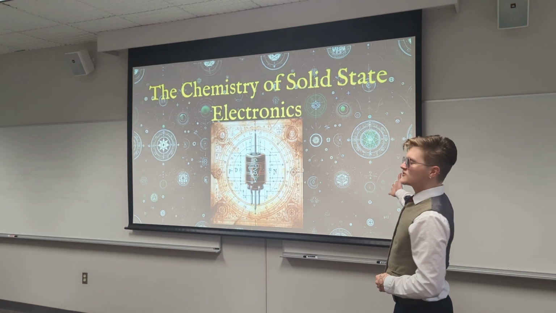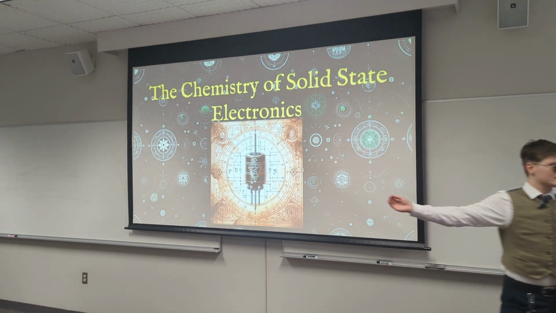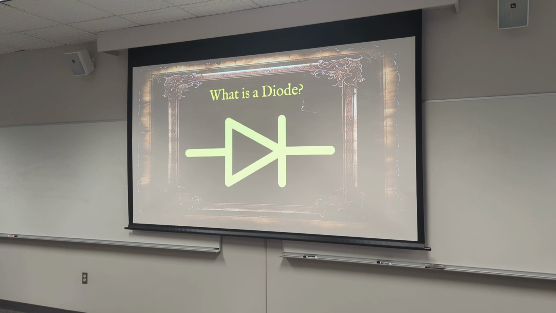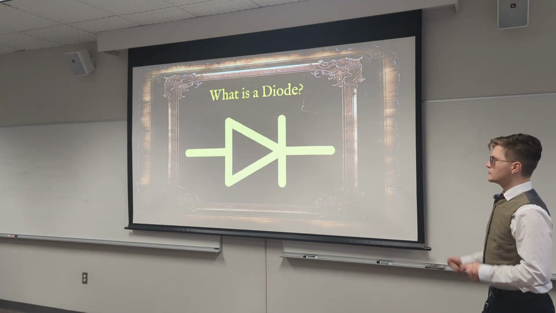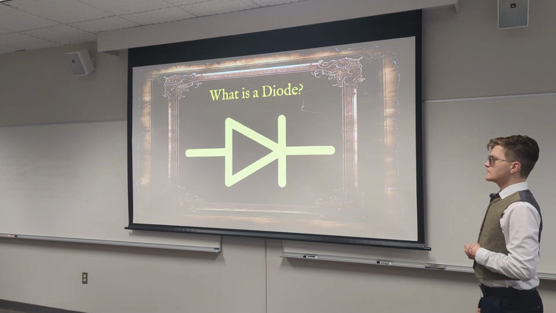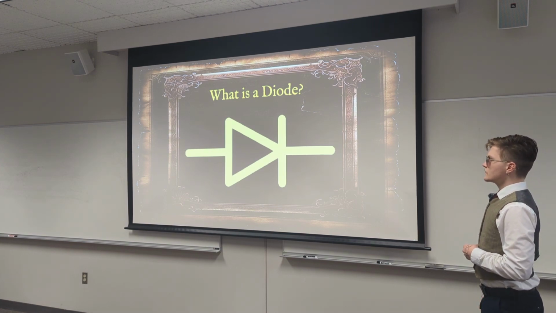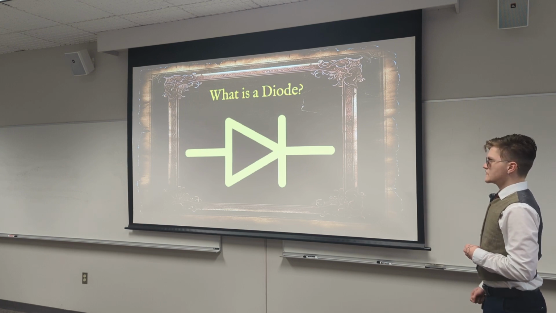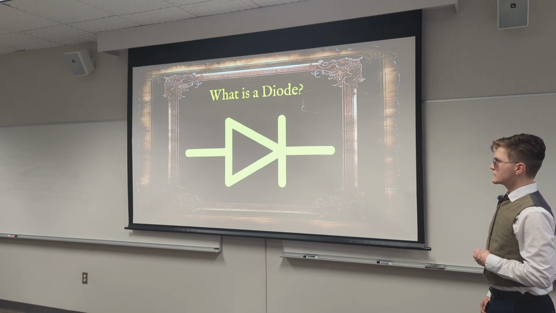This is the chemistry of solid-state electronics. So first I want to start off by explaining what a diode is. A diode is an electronic component that prevents current from one direction and only allows it in the other direction, or a forward bias.